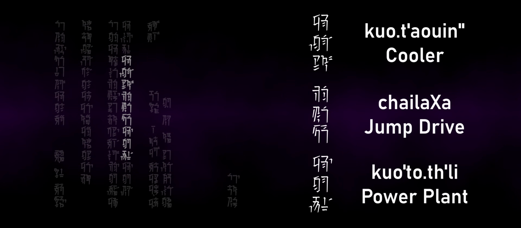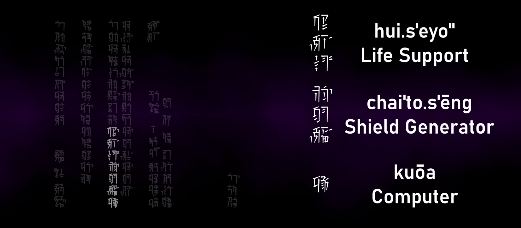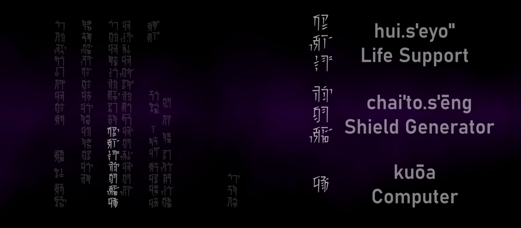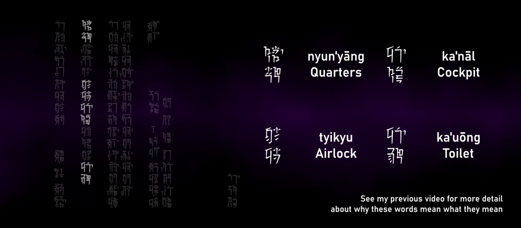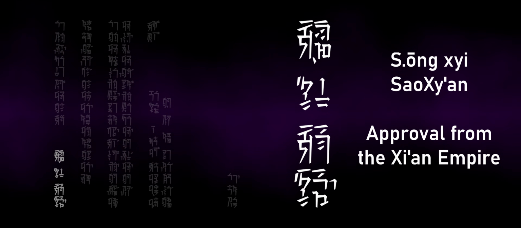We have the cooler, jump drive, power plant, life support, shield generator, and computer. The fourth block contains the labels used for the floor of the ships, though the labels used on the elevator itself are stored in a different file. Finally, in the bottom left, we have the Song Shi Sao Shan label that denotes the approval of the Xi'an Empire.